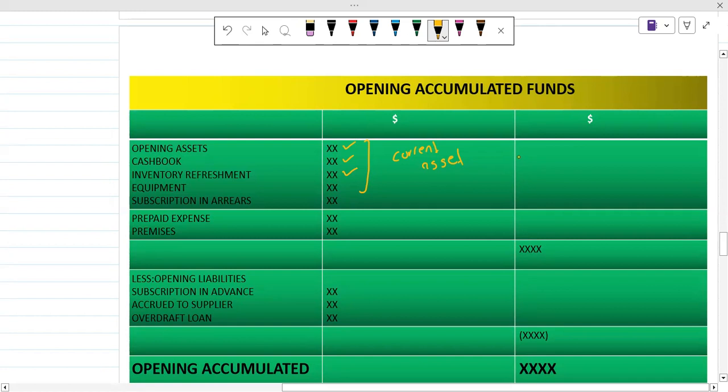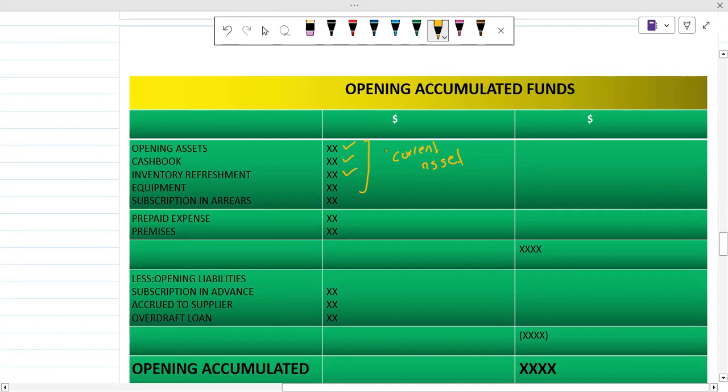And if we want to find the opening accumulated fund, it means that we will have to subtract opening liabilities from opening assets. Okay, opening assets should be at the start of the year, and liabilities should be at the start of the year, if we are supposed to find the opening accumulated fund. But if it is about a closing accumulated fund, it means that we will have to search for that type of assets and liabilities which are related to the end of the year.